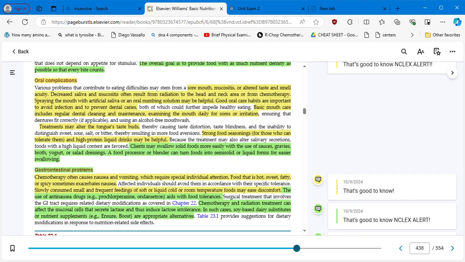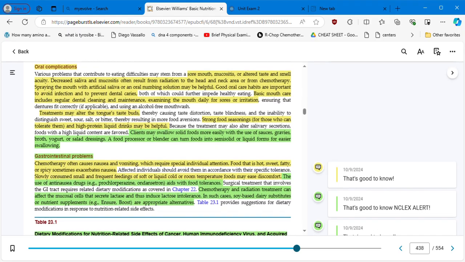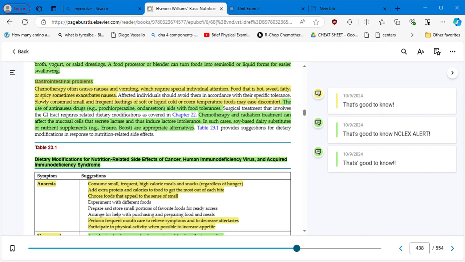Treatments may alter the tongue's taste buds. Strong food seasoning for those who can tolerate them and high protein liquid drinks may be helpful. And this is important. Clients may swallow solid food more easily with the use of sauces, gravies, broth, yogurt, or salad dressing. A food processor or blender can turn foods into semi-solid or liquid forms for easy swallowing. Okay, so that also will help these patients.